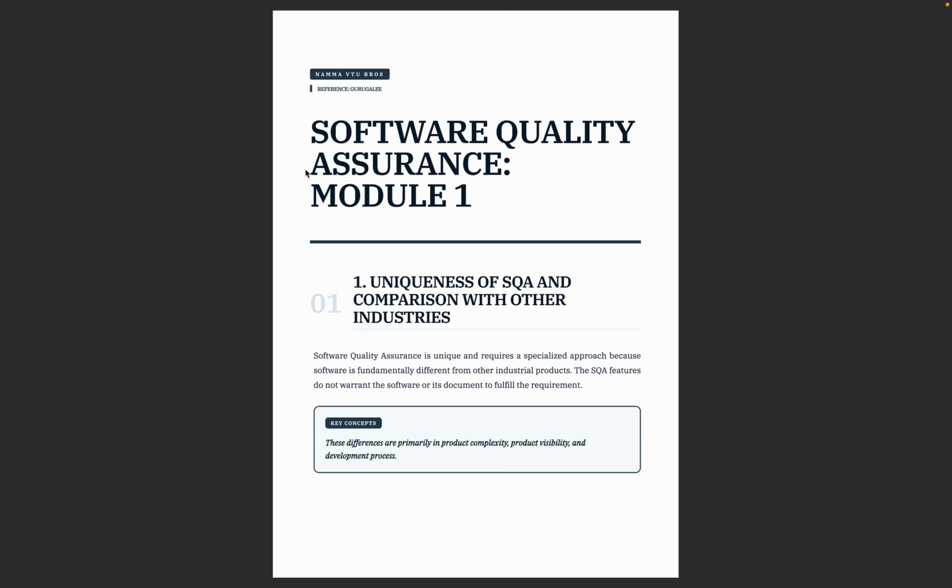Okay, so let's start. So first question is: what is the uniqueness of SQA and why is it different from other industries? Take an example of other industries, like car manufacturing. If a car door is damaged, guys, we can see it immediately, right? But in software, defects are not visible, intangible or invisible. We can't see the defects in software.